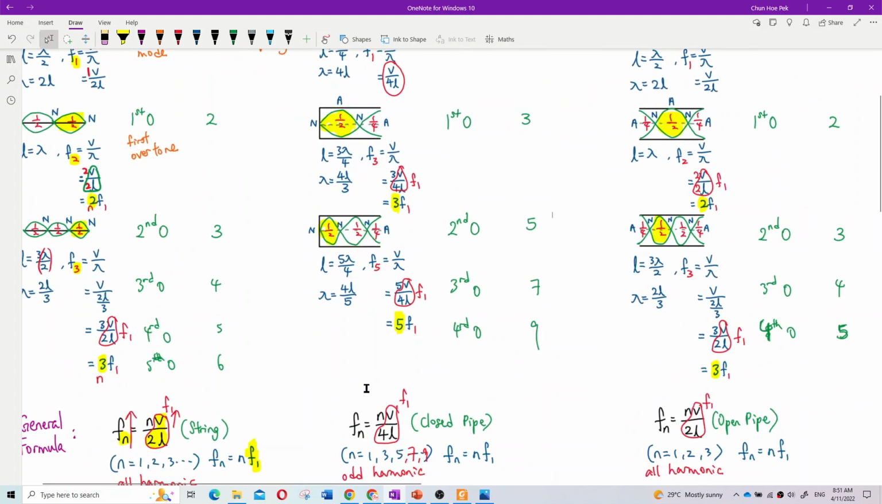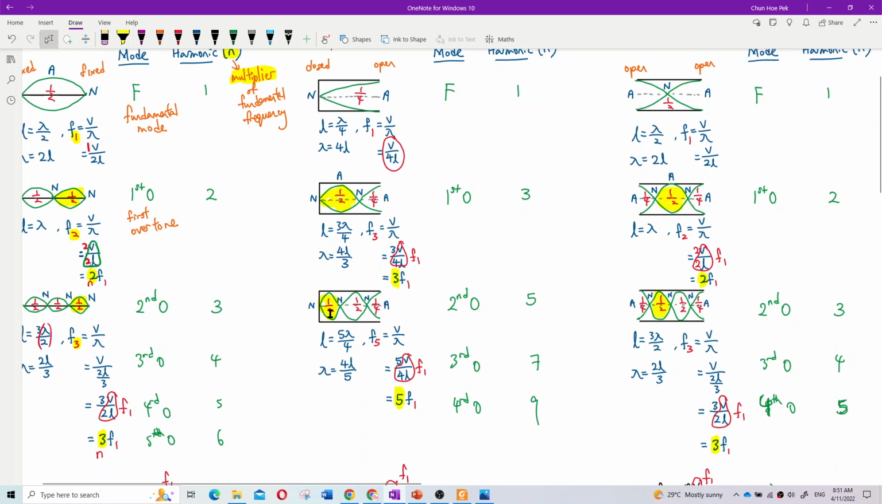And then go to the next one. It is half lambda plus half lambda plus 1/4 lambda. So half plus half equals 1 lambda, then 1 lambda plus a quarter lambda. How many lambda?